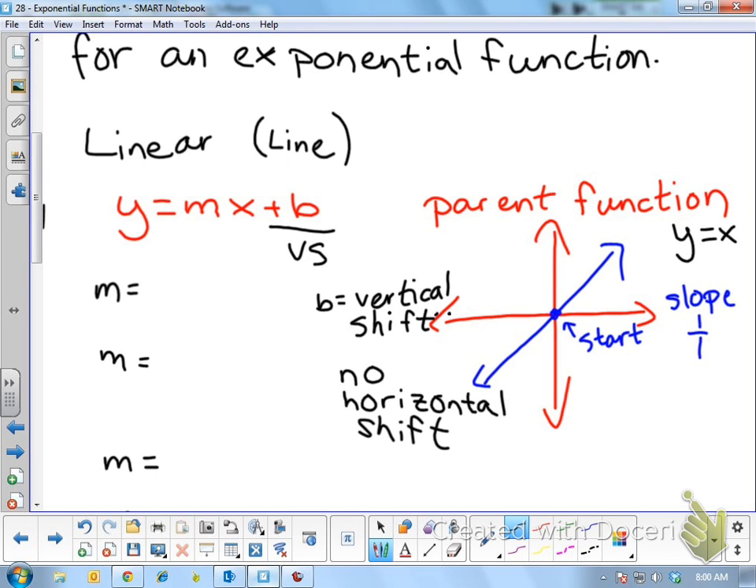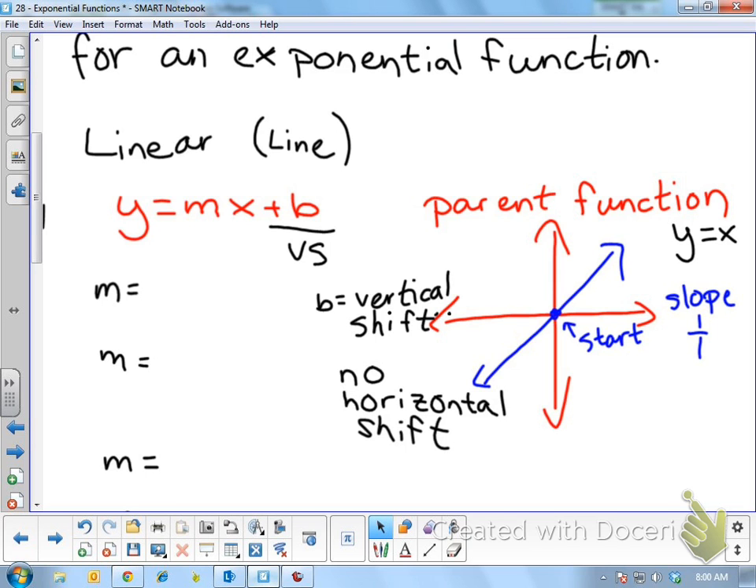So, we never consider a line to have a horizontal shift because it doesn't change really when you move it to the left and right. It's still considering what's going on the y-axis.